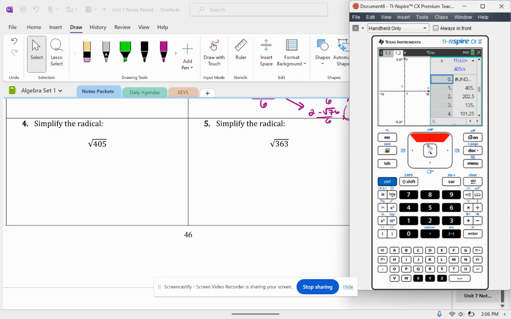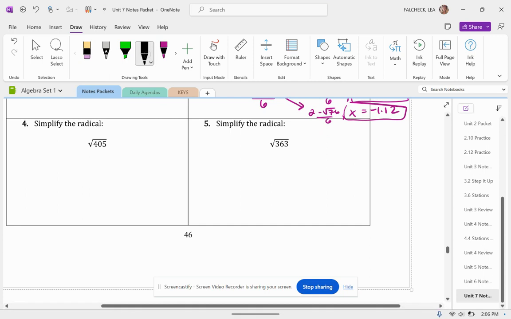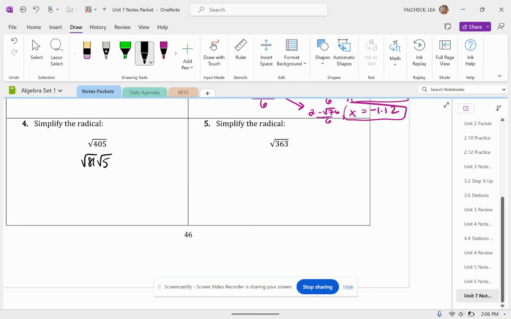Now I'm looking for the factor pair that contains a perfect square, and preferably a big one. A big one! 5 and the square root of 81. So I've got the square root of 81, the square root of 5. When I take the square root of 81, I put a plus or minus 9. We're at 9 square root of 5.